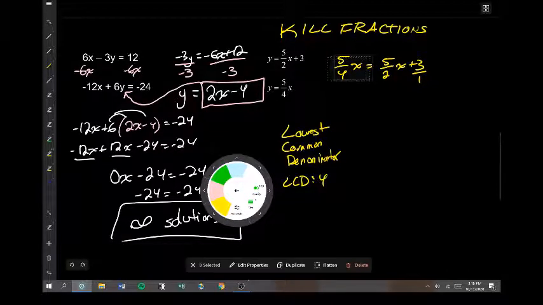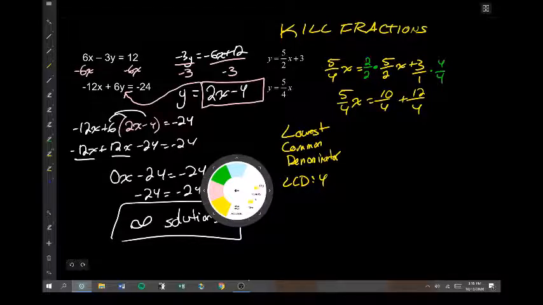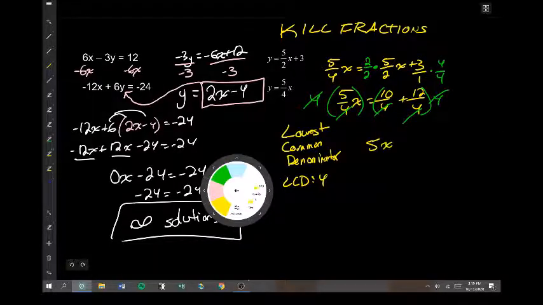So the way that I do that is I recognize the left side doesn't actually need anything. This fraction I'll multiply by 2/2. This fraction I'll multiply by 4/4. And now I get 5/4x equals 10/4 plus 12/4. Here's the beauty of this. Now that I have a common denominator, the murdering happens. I multiply both sides by 4, and all these 4's cancel. That gives me 5x equals 10x plus 12.